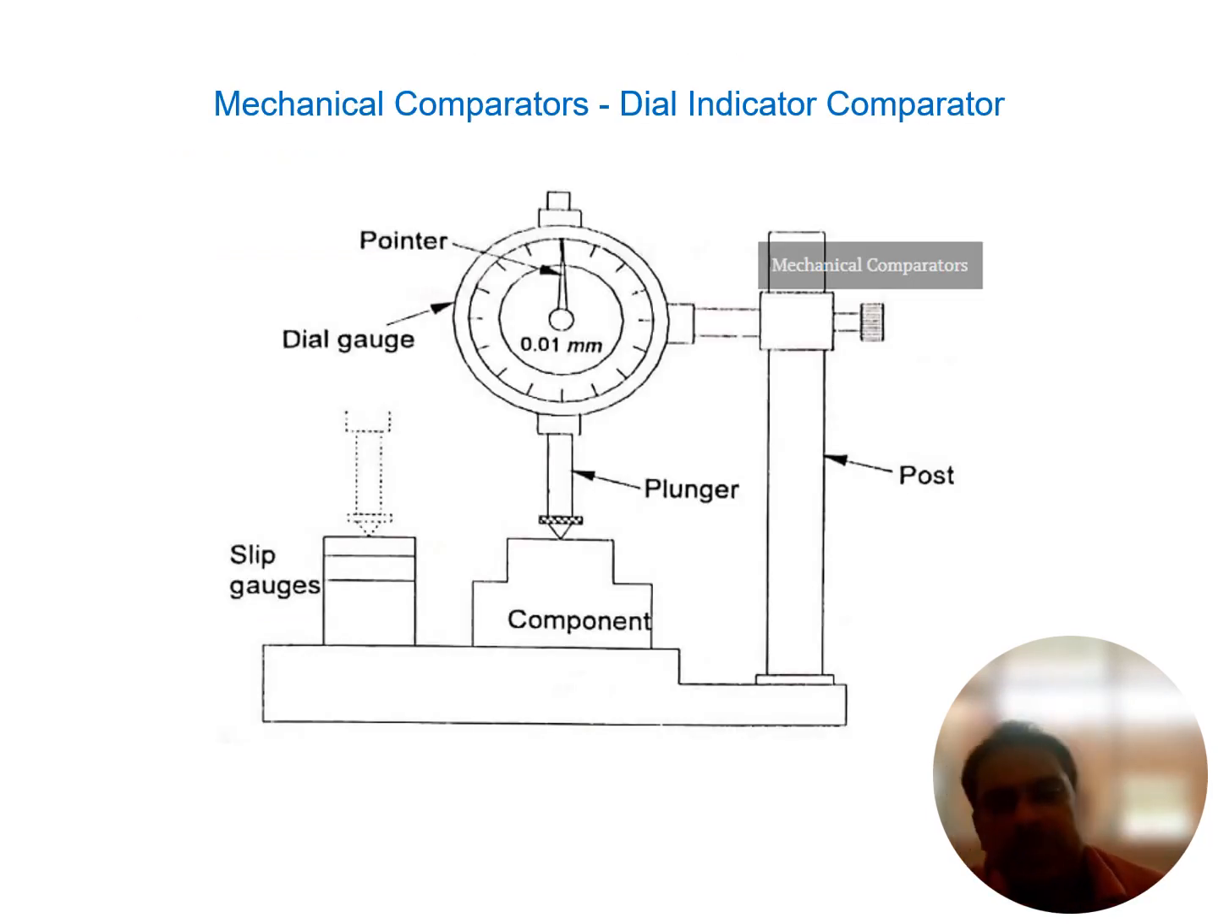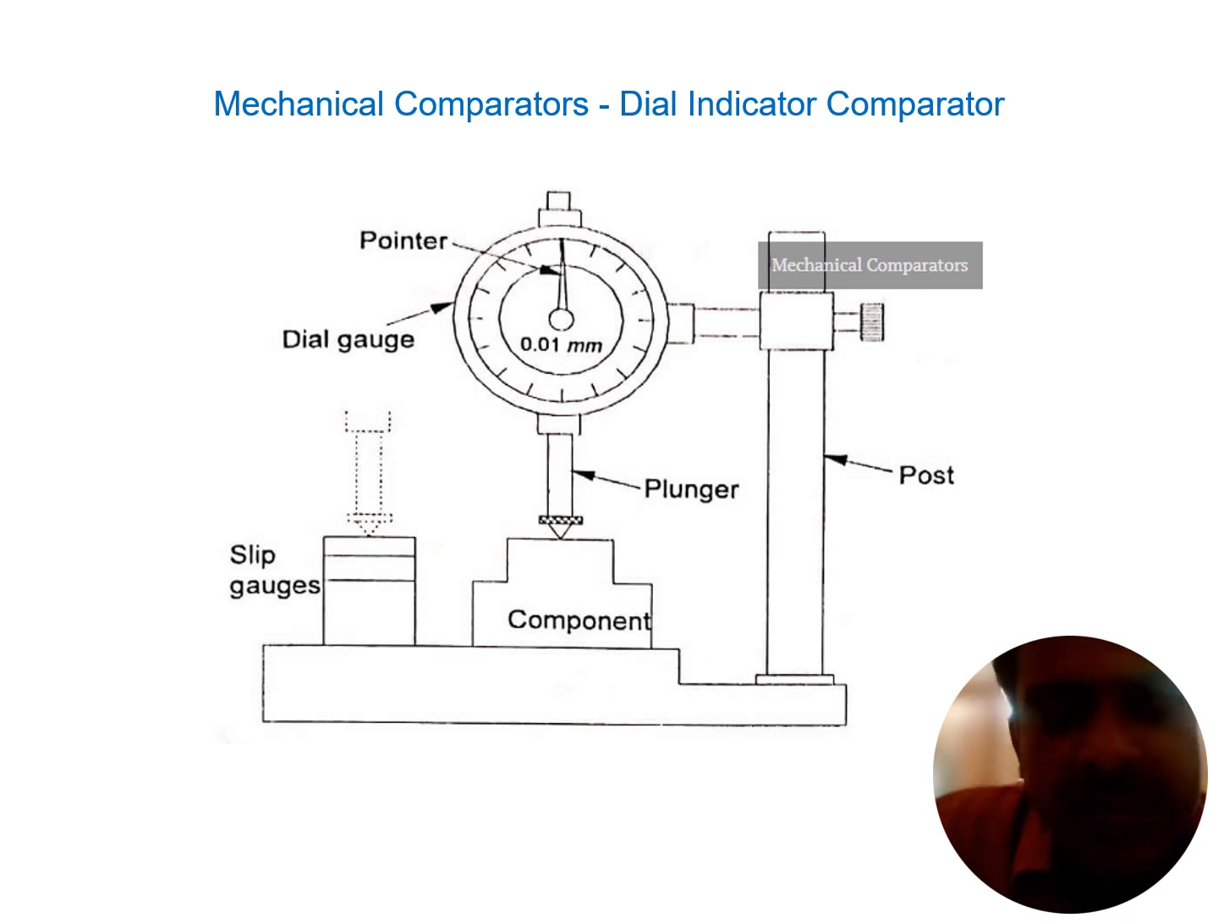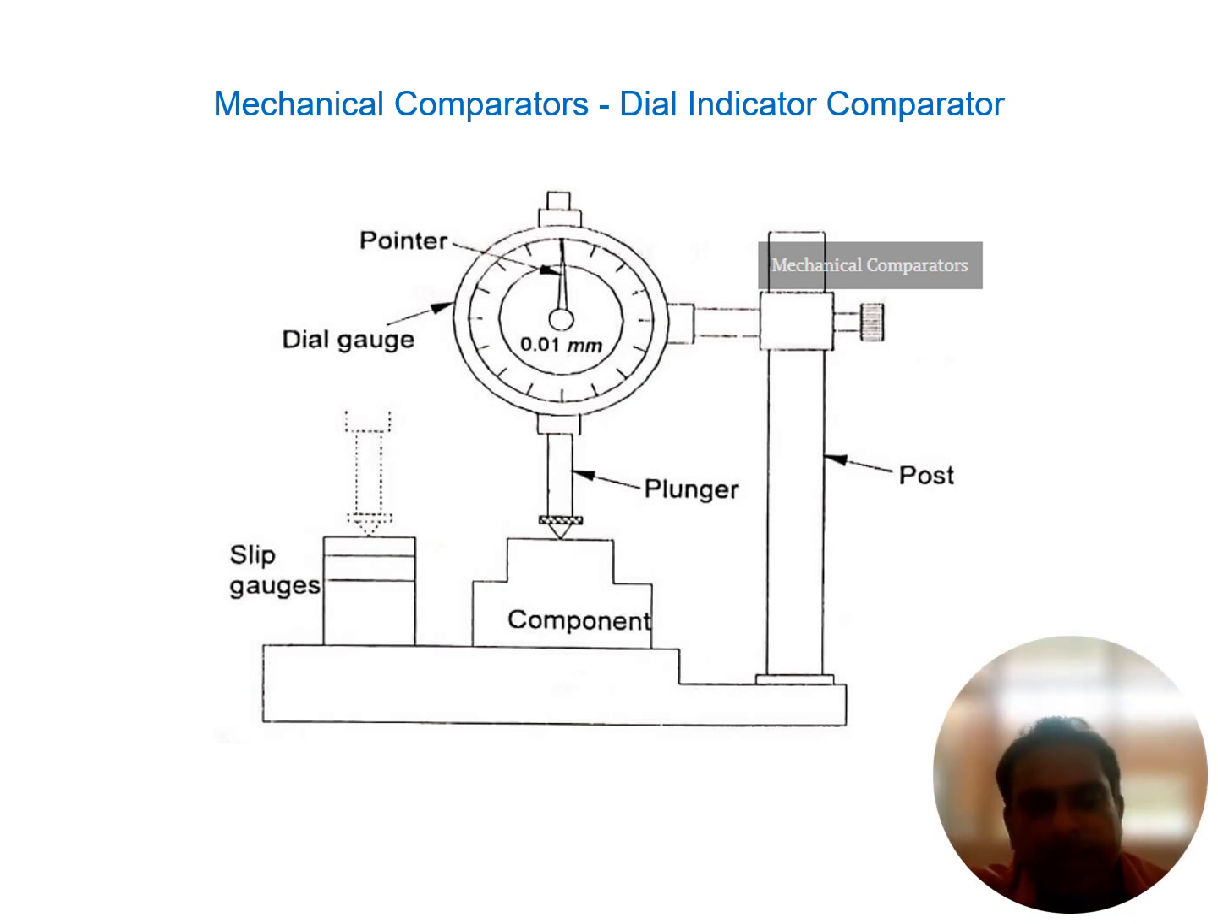Then we have to explain about the mechanical comparators. This shows the mechanical comparator. The major components are first the base, then the post. On the post we have to fix a dial gauge. The dial gauge has one pointer. The pointer shows the value. The zero point we have to fix.